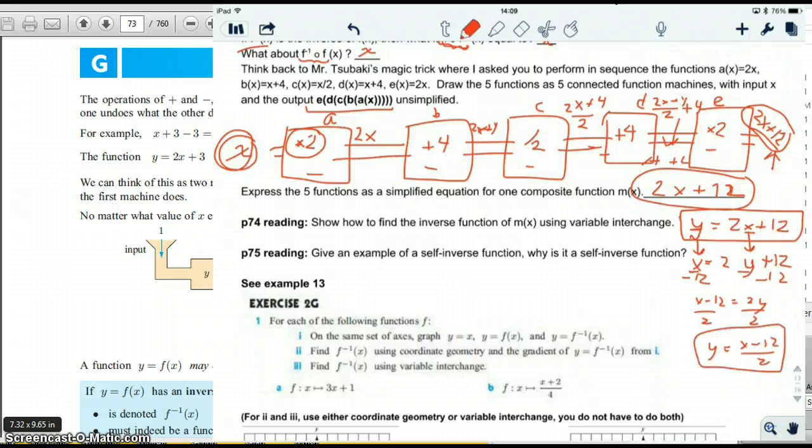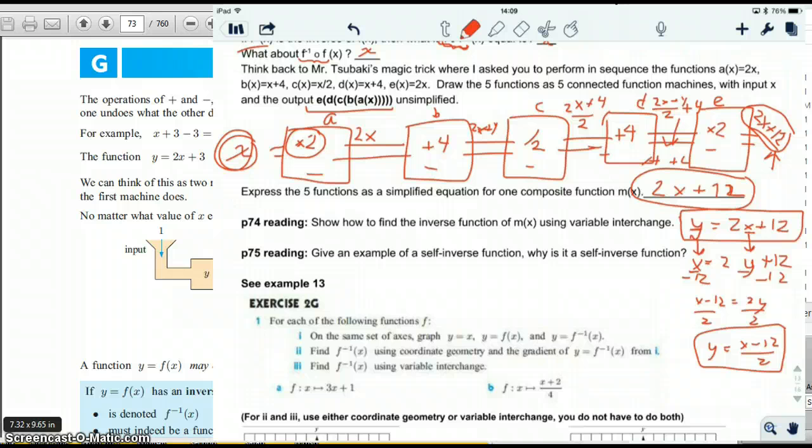So this is what I was doing in my head. Whenever you gave me a number, like if you gave me the number 46, I would put 46 in here. I would subtract 12. That would give me 34. I would divide by 2, and I would get 17. And that was the number you started out with, for example.